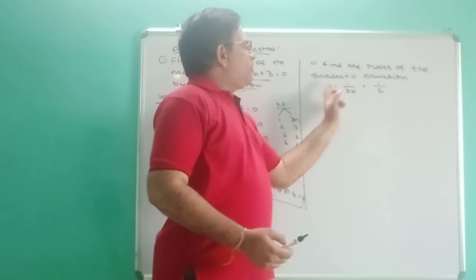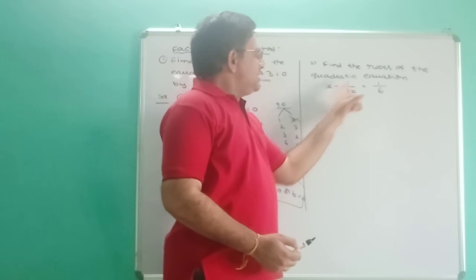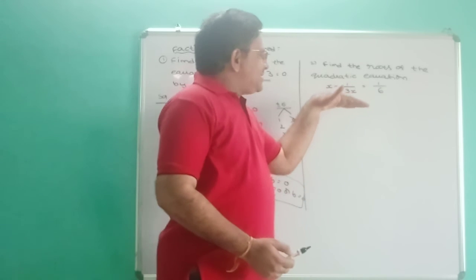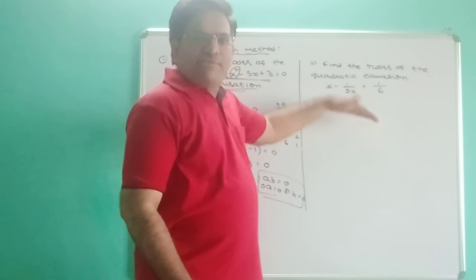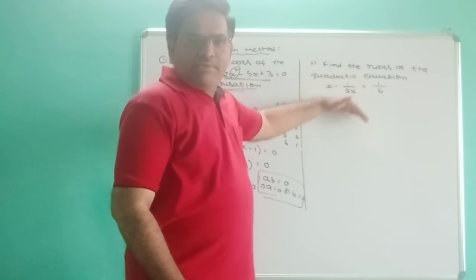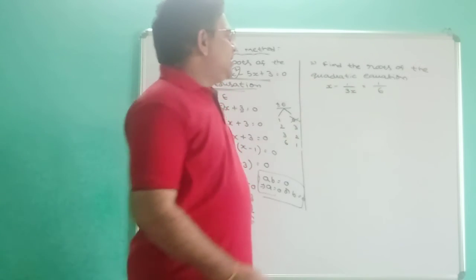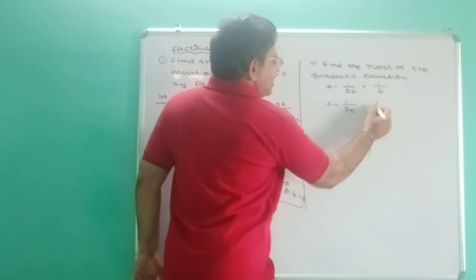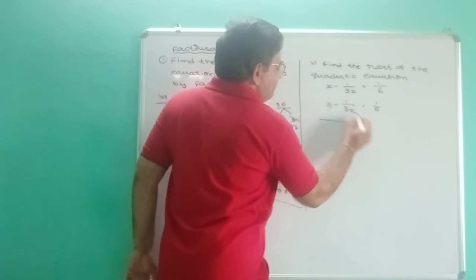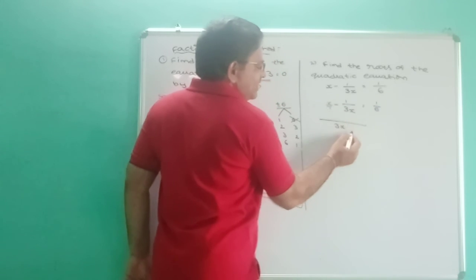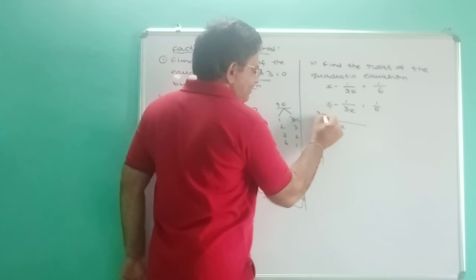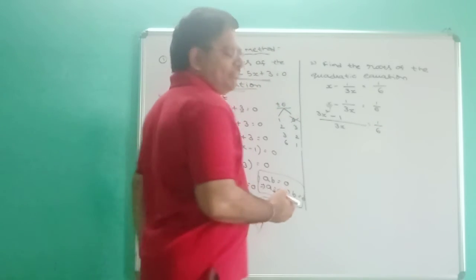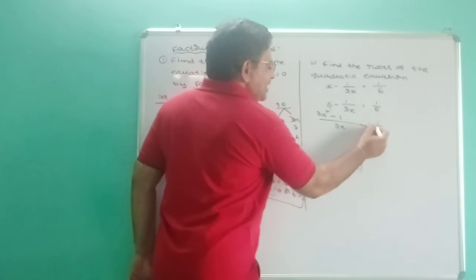Find the roots of the quadratic equation x minus 1 by 3x equal to 1 by 6. It is not actually in the form of a quadratic equation. First you change it into the quadratic equation. How to change into the quadratic equation? That means take LCM. First you take the given equation, take LCM. 3x square minus here 1 equal to 1 by 6. Take cross multiplication.